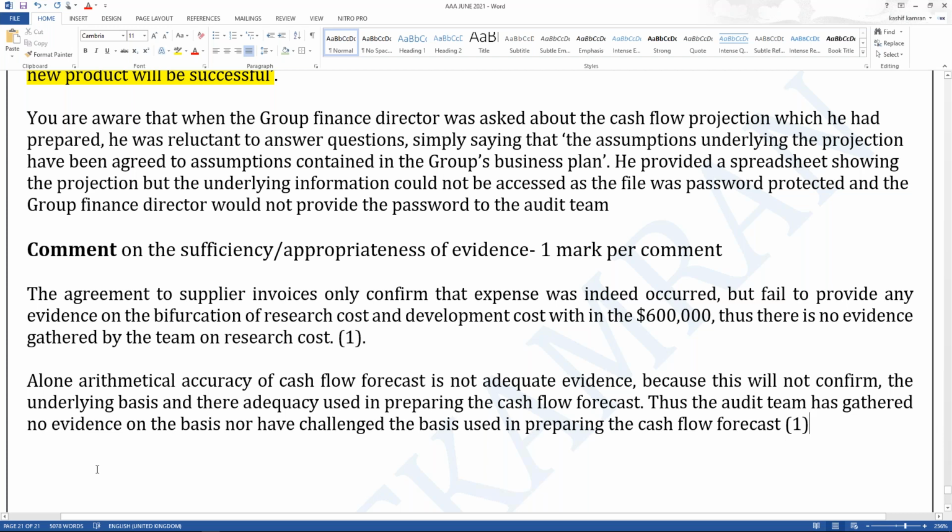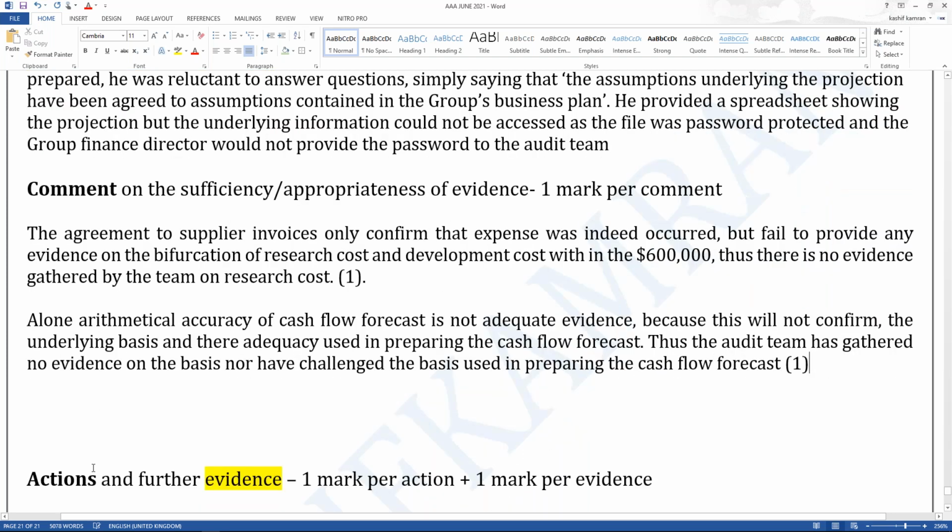So what extra evidence should I have? Should I have notes of discussion with the finance director to confirm the underlying basis? Should I have notes of discussion as evidence? Whenever you write evidence in the exam paper, you assume that there is no limitation, even though the limitation is given in the exam paper. The limitation has been removed.